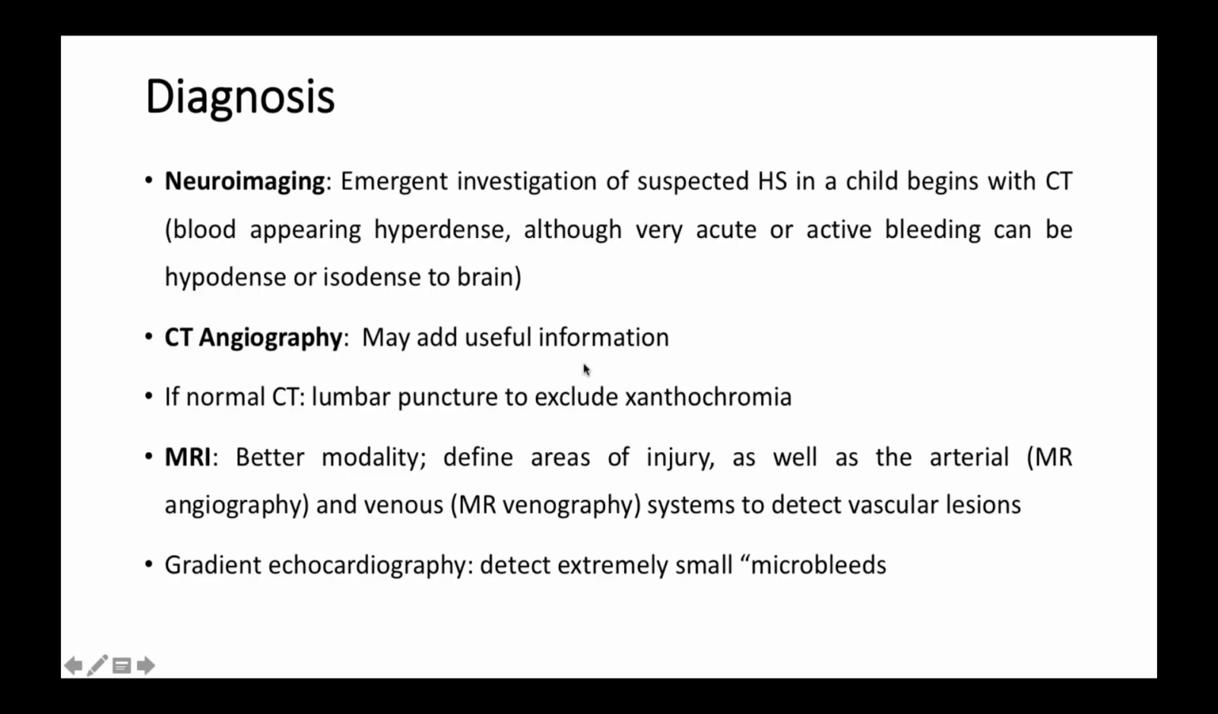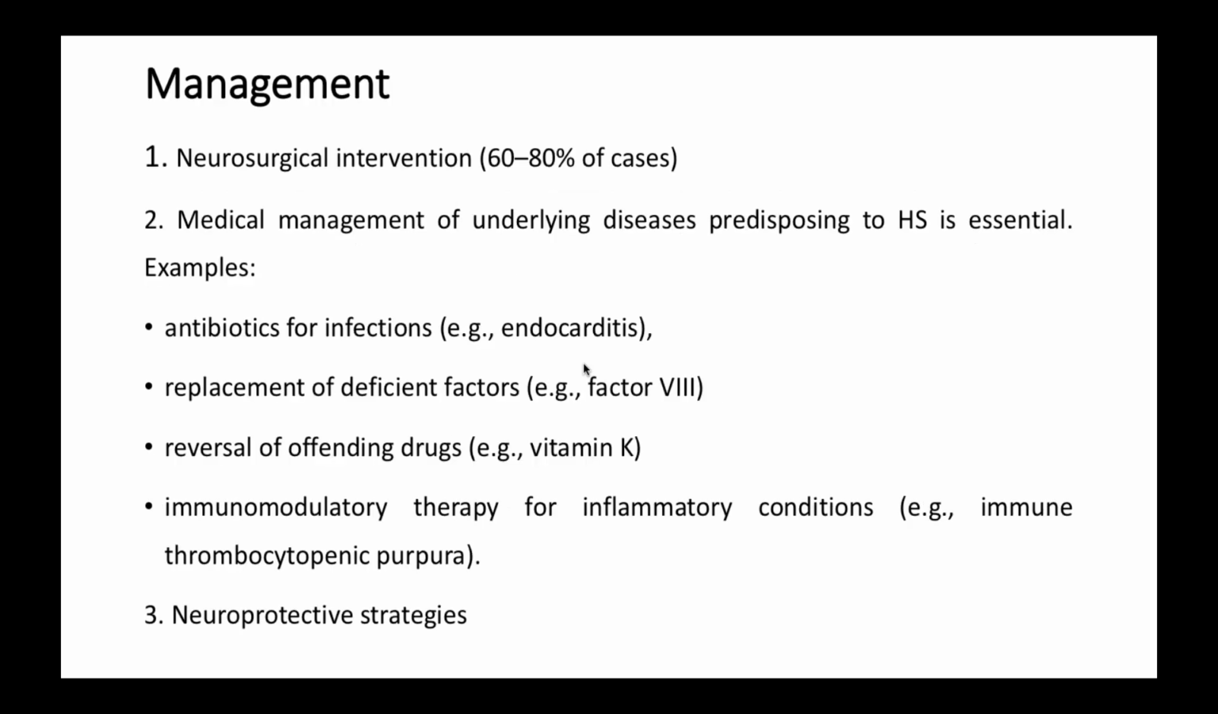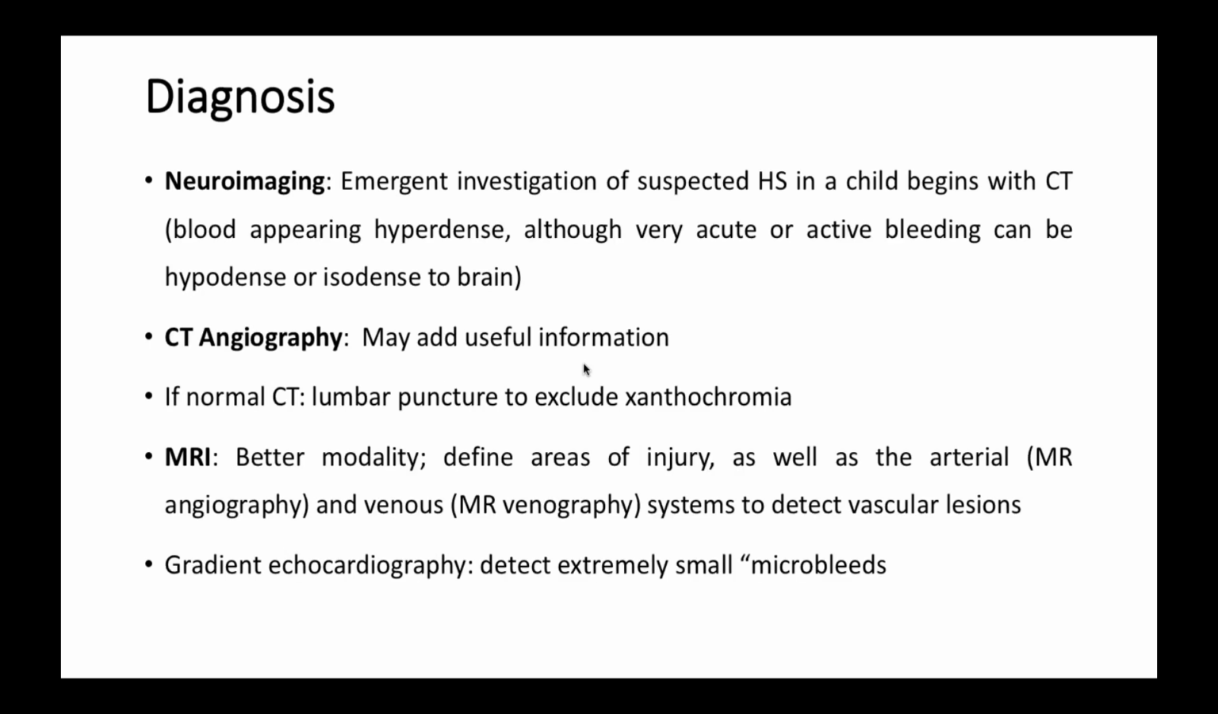Now diagnosis. Again, neuroimaging is the most important diagnostic modality. And the first thing which we do is NCCT, that can easily identify whether it is a hemorrhage or not. Okay, and after that, CT angio may give additional information regarding which vessel is involved. If the CT is normal, LP can help in excluding xanthochromia, especially in SAH. MRI, however, a better modality, usually is quite limiting, especially in a resource-limited setting like India. And gradient echo imaging can be done to detect small microbleeds. Okay. In conditions where microbleeds usually can occur, like moyamoya or SCD, etc.